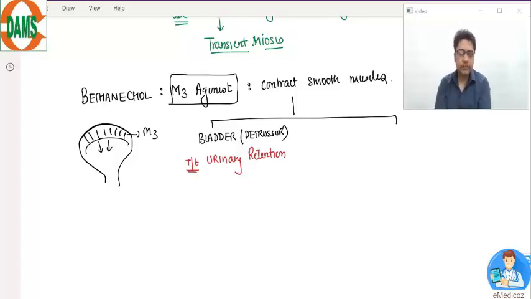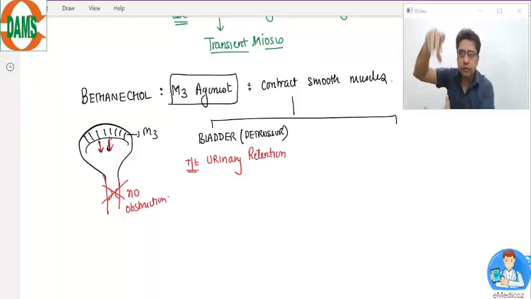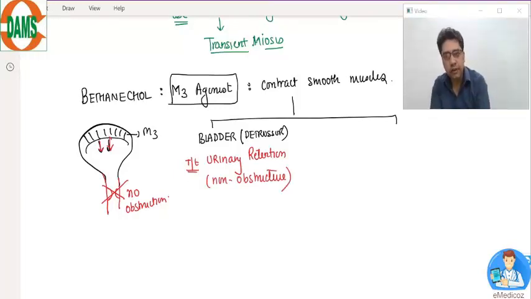Now my question is, which type of urinary retention? Remember, if you are contracting this detrusor muscle, there should be no obstruction below it. If there is some obstruction below it, you will not give bethanechol, because you are contracting the detrusor. So it is given in non-obstructive type of urinary retention, where detrusor muscles are not contracting, they are paralyzed.